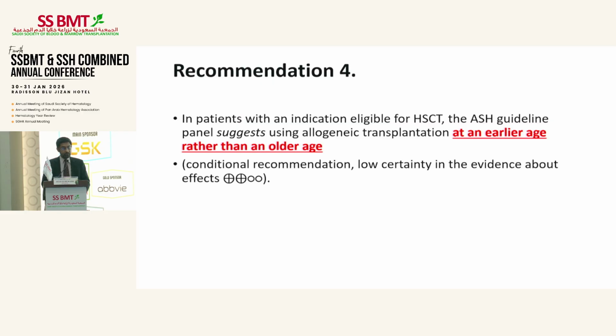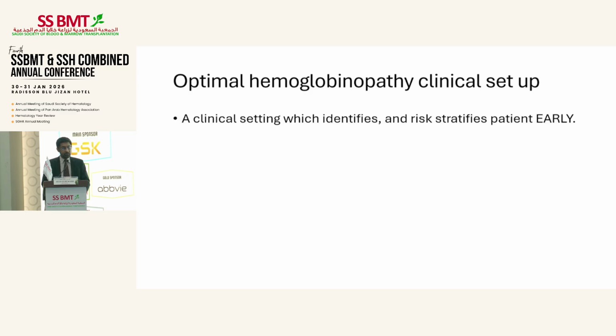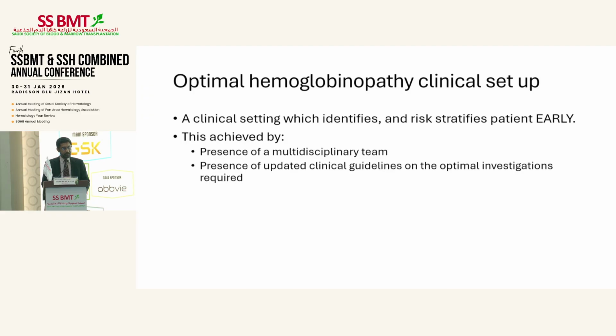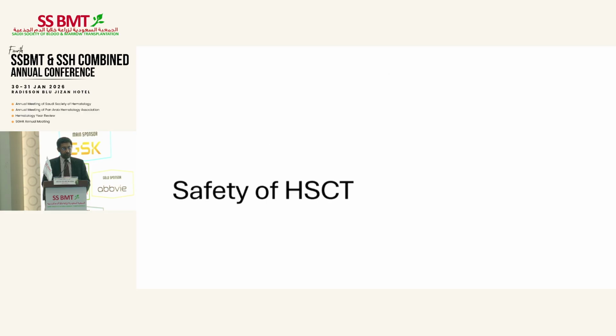Why is that? That's again a conditional recommendation. An optimal hemoglobinopathy clinic setup is preferable if you have a high incidence of sickle cell in the community, because in these types of clinic you can risk stratify patients into severe patients, with a multidisciplinary team in the clinic and an update of clinical guidelines. And if you have clear guidelines, you can refer patients earlier when you discover they have severe disease, with timely exclusion of required investigations, and early referral to referral centers.